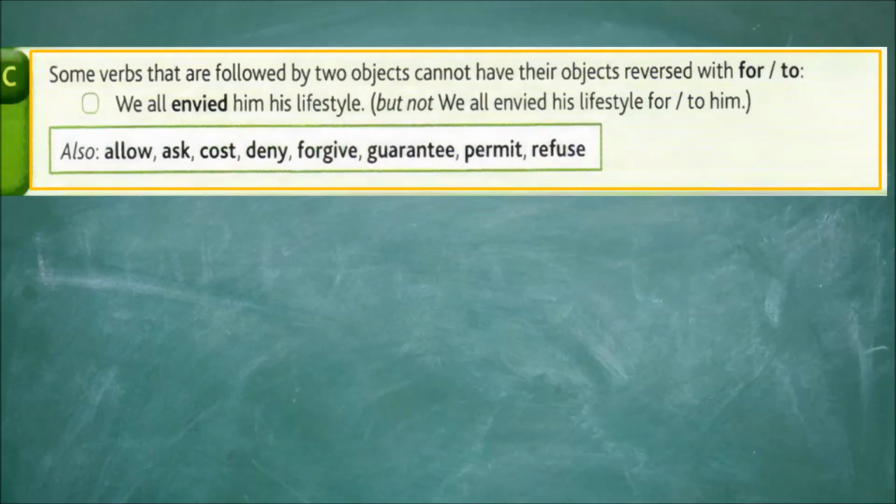Section C. Some verbs that are followed by two objects cannot have their objects reversed with for or to. We all envied him his lifestyle. But not, we all envied his lifestyle for him, or to him. Also, allow, ask, cost, deny, forgive, guarantee, permit, refuse.